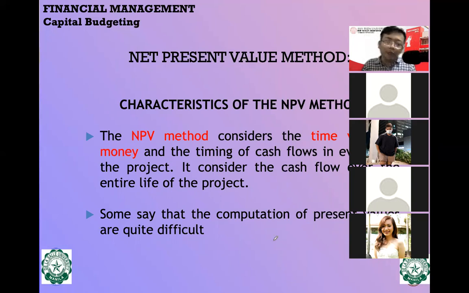Then, easy to compute ba? Some say that computations of present value are quite difficult. Yes. Diba? Because of PV of 1, PV of annuity. Mahirap siya. Lalo na pag hindi mo alam yung concept.